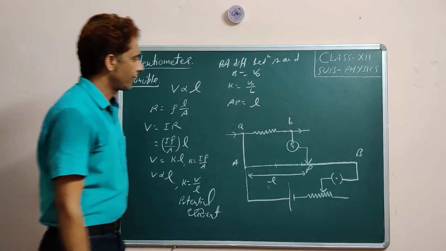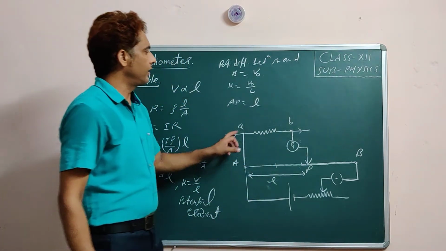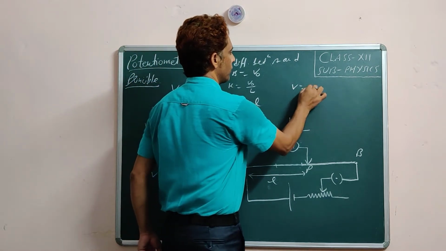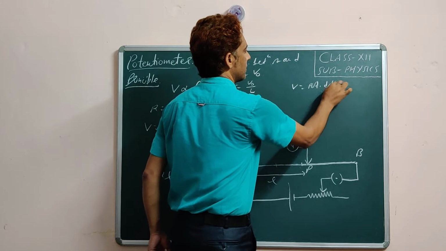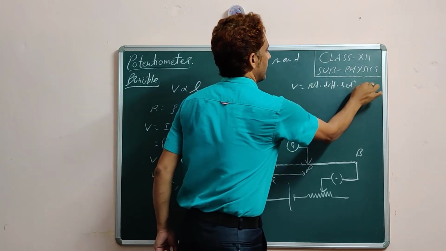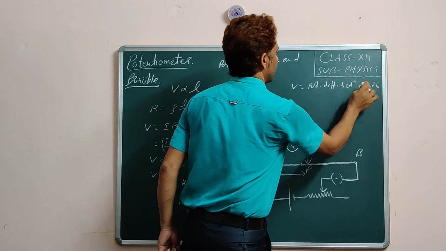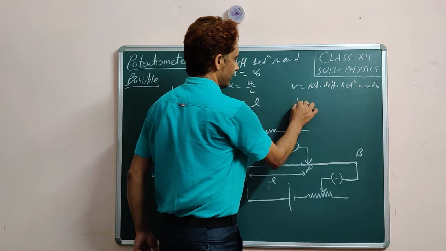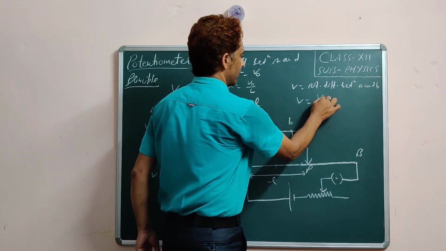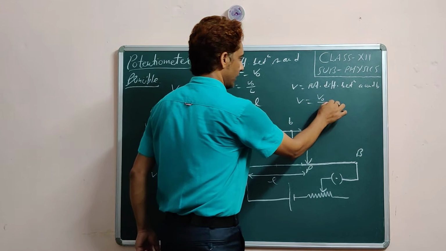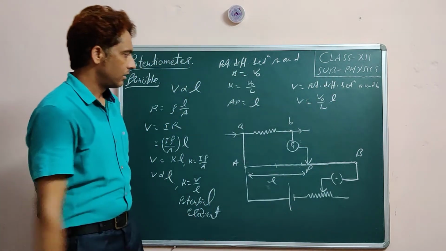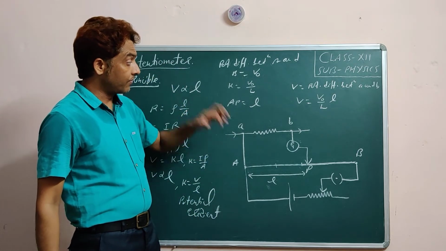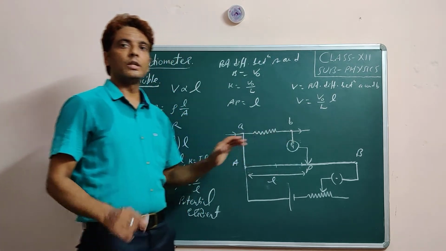So if the potential difference between A and B is V, then we can write V is equal to the potential difference per unit length into l. In this way we can measure the potential difference between these two points using a potentiometer.